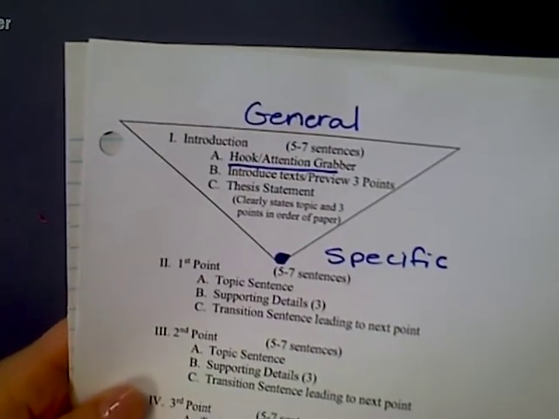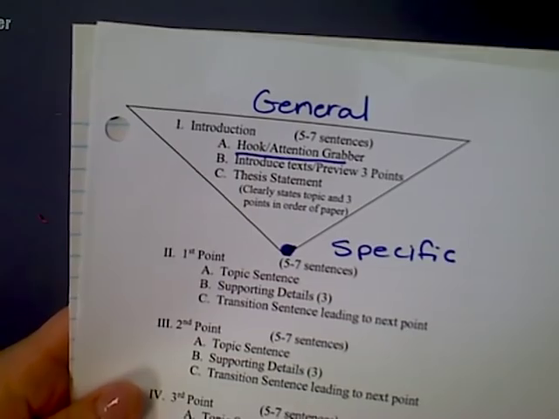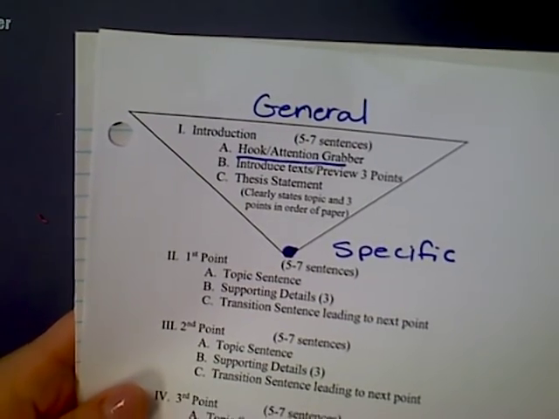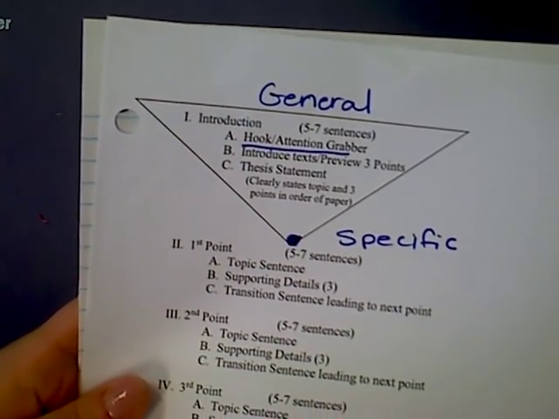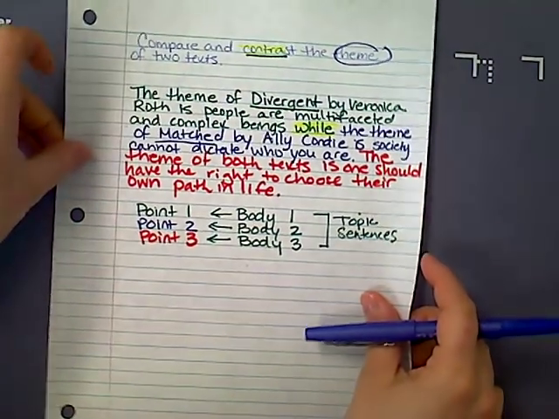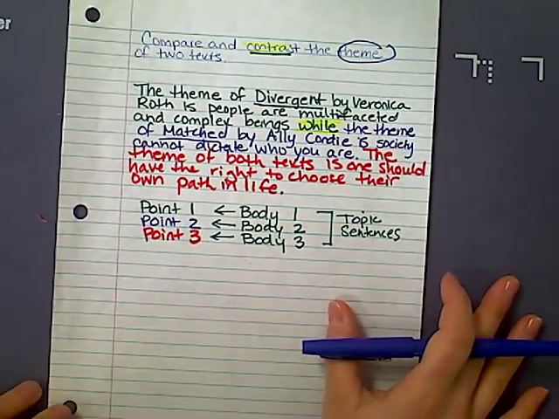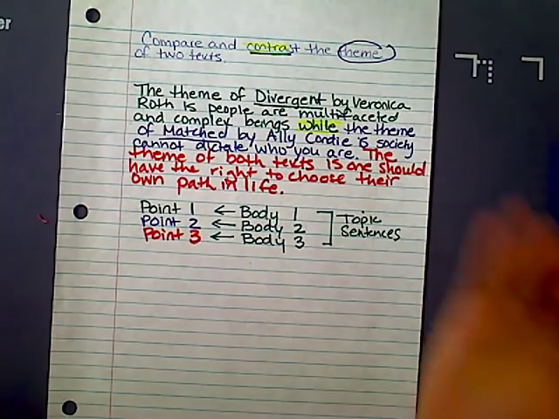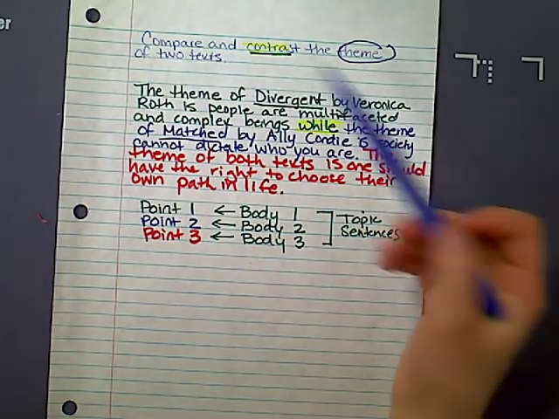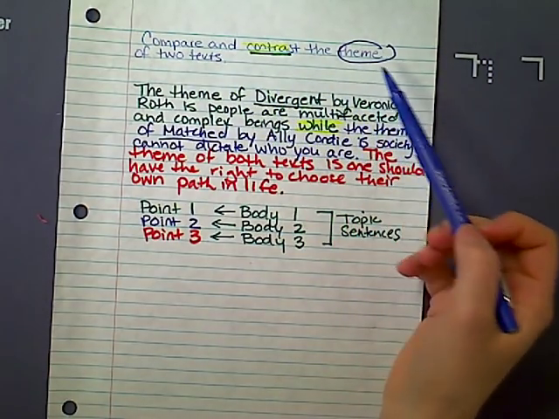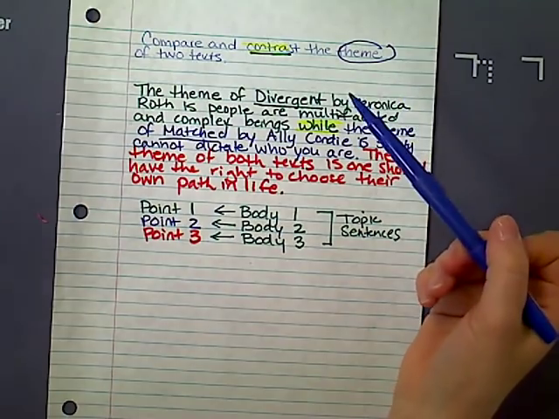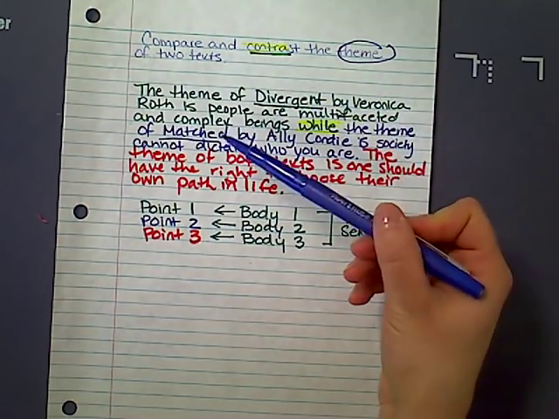Now, to start out really general, I need to come up with a hook or an attention grabber. So let me show you my trick for doing that. Anytime you get an essay, the very first thing you're going to do is write your thesis. You're going to decide what are the 3 points you really want to focus on. So I'm using a thesis from earlier for an essay prompt that says to compare and contrast the theme of 2 texts. So I'm using the text Divergent and the text Match.